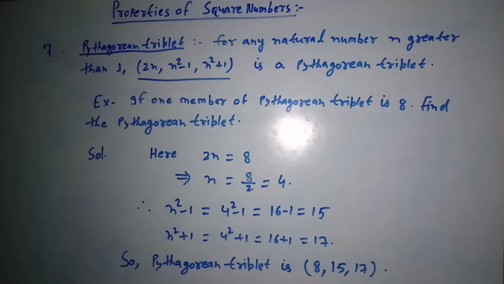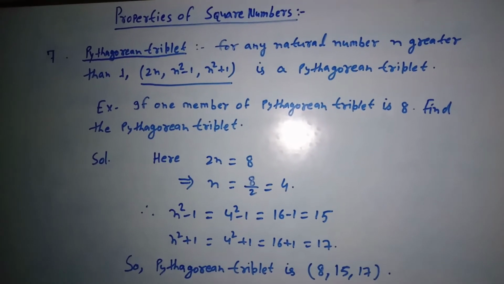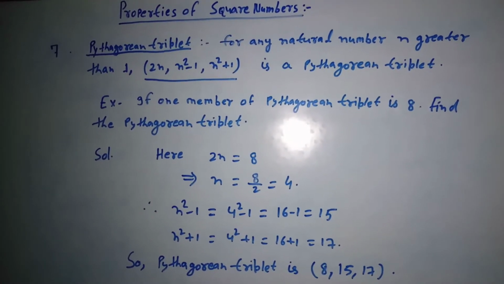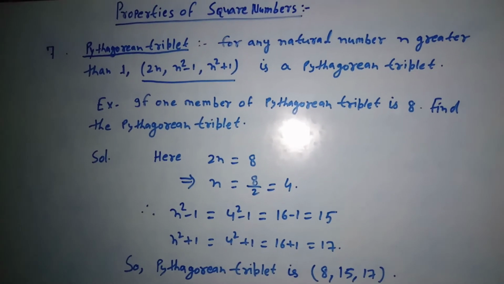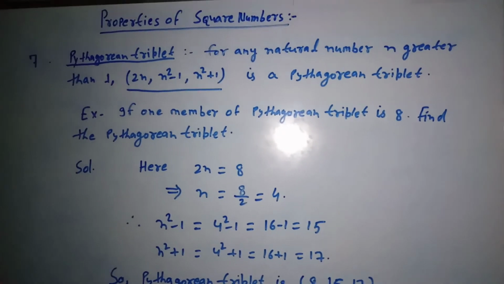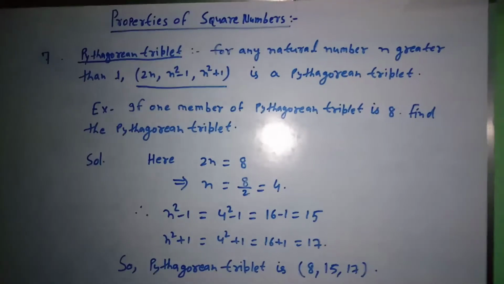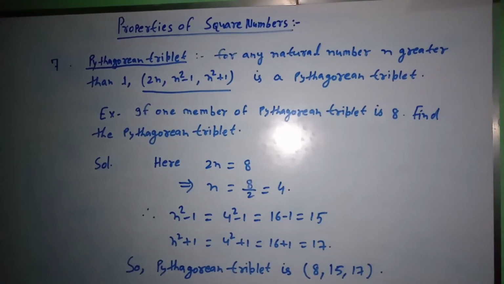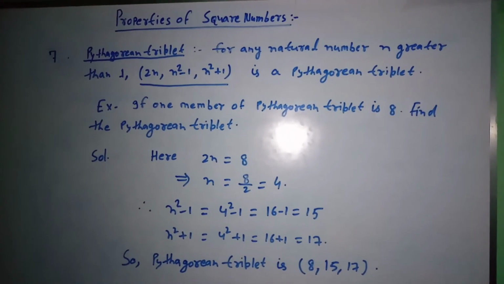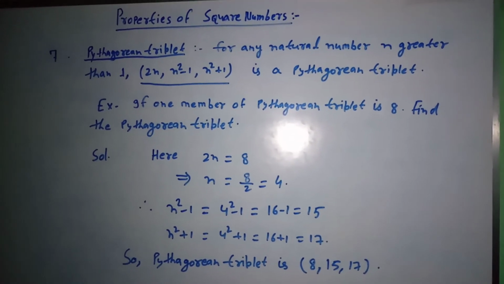If one member of a Pythagorean triplet is 8, find the Pythagorean triplet. This is the question. So always we will take the given number as 2n. Here 2n equal to the given 8, then n equal to 8 by 2 equal to 4. Therefore we find n.